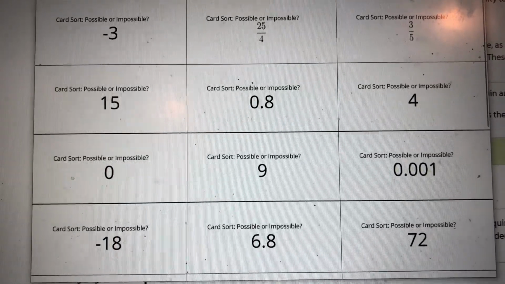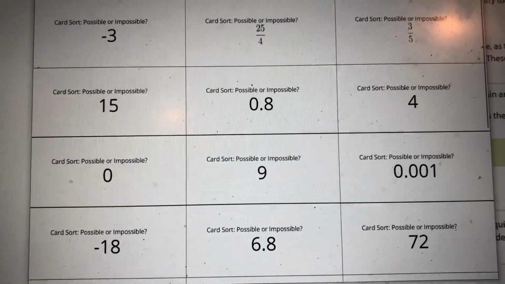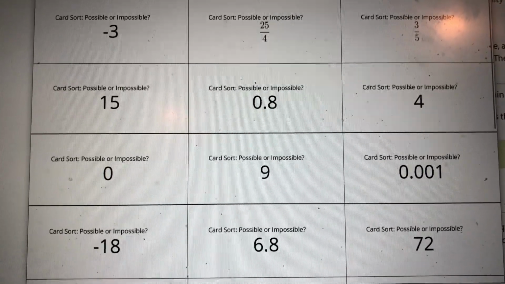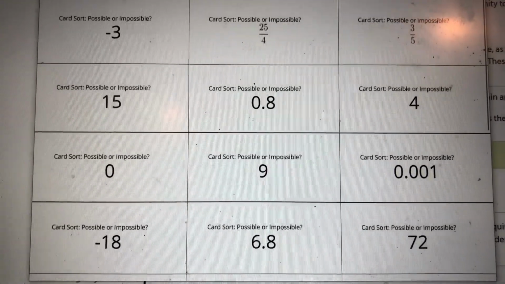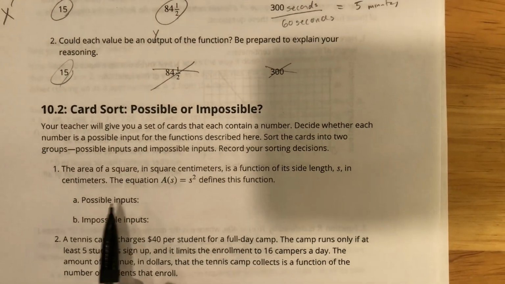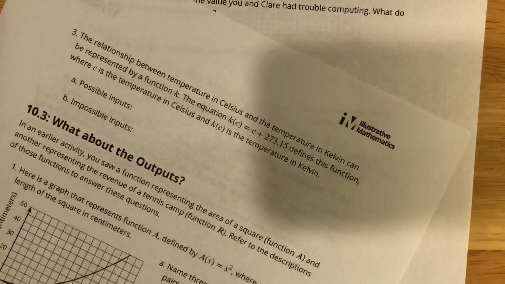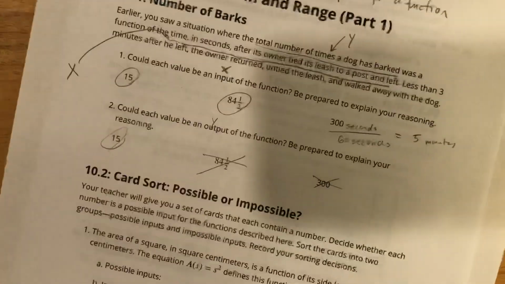We got decimals, fractions, whole numbers, zero, negative numbers. So think in real world terms. Do any of these numbers make sense in terms of the problems we've got here? And then you're going to record your answers on Google Classroom. So there'll be 1, A and B, 2, A and B, and then 3, A and B, where I want you to record your answers.